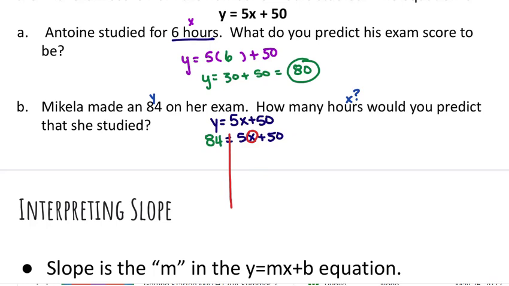Well, you can get rid of what's being multiplied, but it is a little bit more complicated if you do it that way. So we're going to undo the adding 50 by doing the opposite, which is subtracting 50. And then the golden rule of equations is what you do to one side, you do to the other. So when we do 84 minus 50, we will get 34. On the right-hand side, we have 5x.